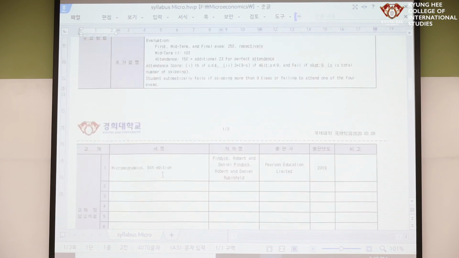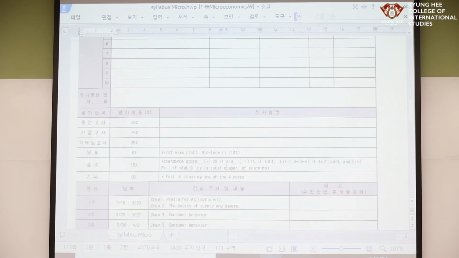The textbook is Intermediate Microeconomics written by Pindyck and Rubinfeld, right? This is the easiest textbook in intermediate level microeconomics. So I use this.